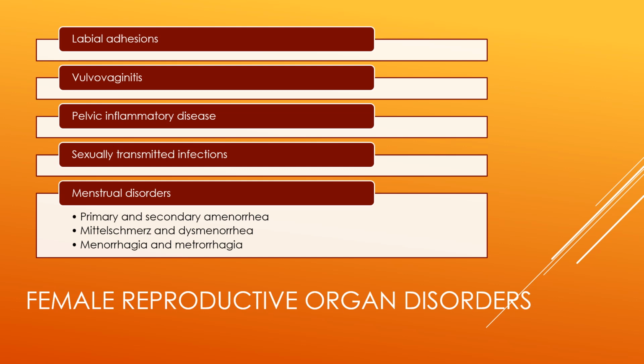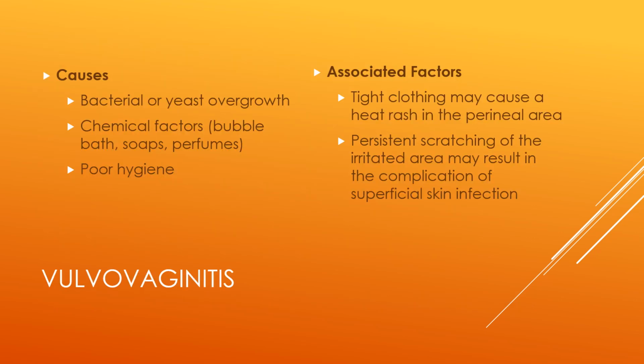Vulvovaginitis is an inflammation of the vulva and the vagina. Because of that inflammation, bacterial or yeast overgrowth could occur. Chemical factors include bubble baths, soaps, perfumes. So education on not sticking your kiddo in a bubble bath for long periods of time. Poor hygiene could also be a cause for this.